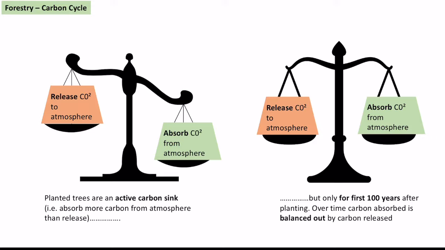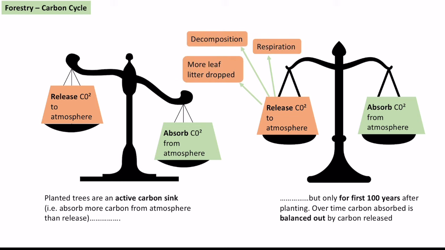And after about 100 years, the carbon that is absorbed is actually balanced out by the carbon released. The carbon released actually increases because there's more decomposition and respiration, because the tree has got bigger, and also more leaf litter is dropped, and at the same time the growth of the tree has slowed. So what happens normally in these forestry regions, after about 80 or 100 years, is they cut those trees down and then replant very young trees, and those are the trees that grow and absorb more carbon than they actually give off.